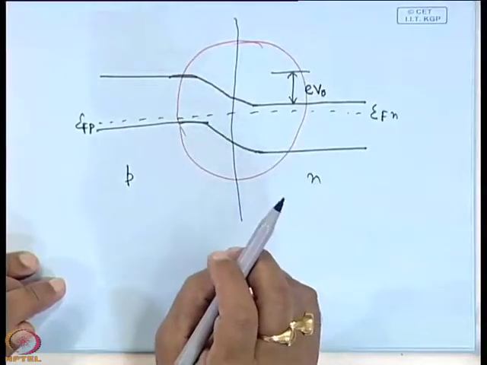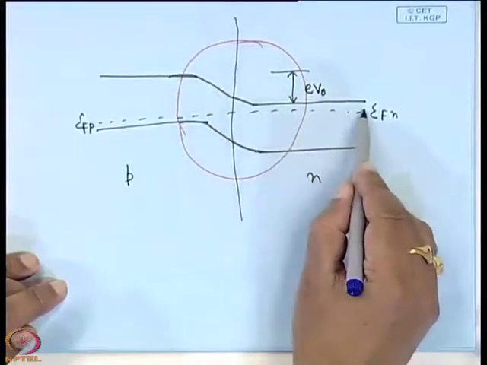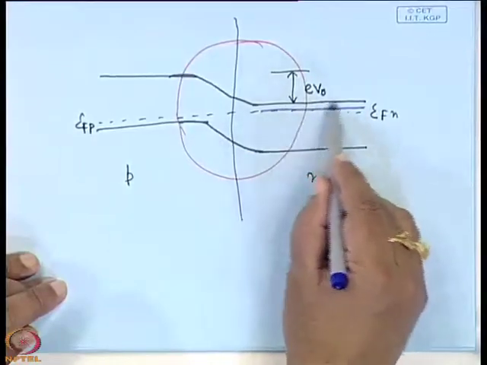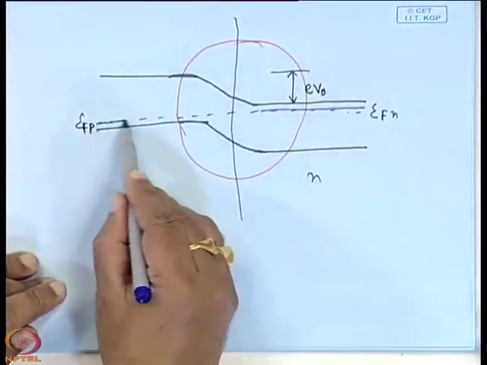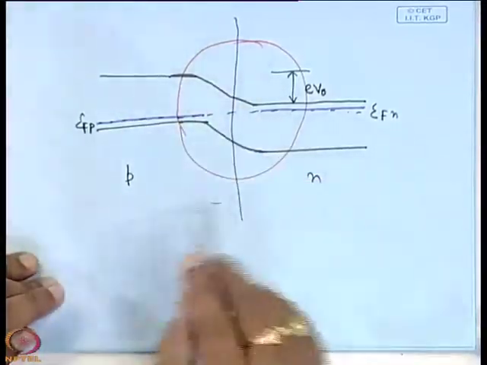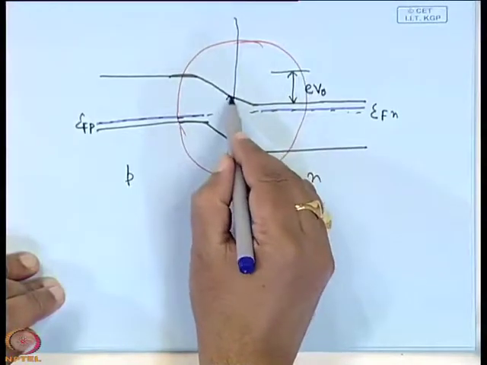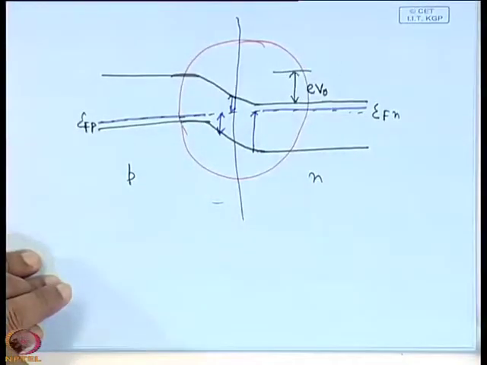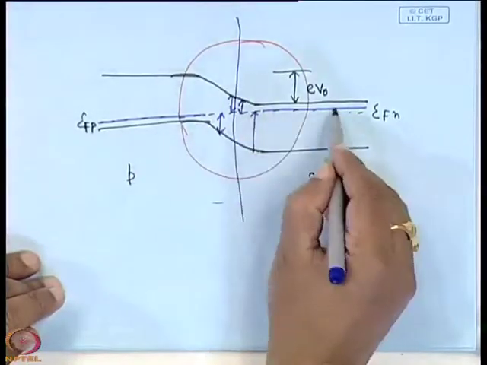Here it is n type material, so you see that the Fermi level is very close to the conduction band. Here it is p type material, it is very close to the valence band, but in the depletion region, the difference is more compared to this region. Why? Because the charge carrier concentration is different. So, that is the reason band bends in thermal equilibrium.